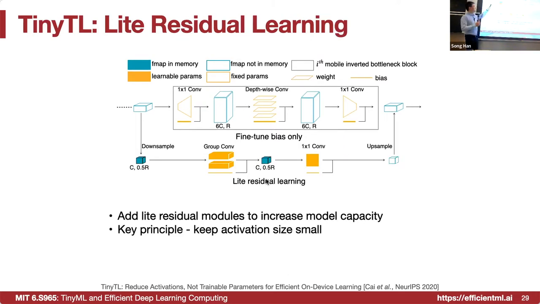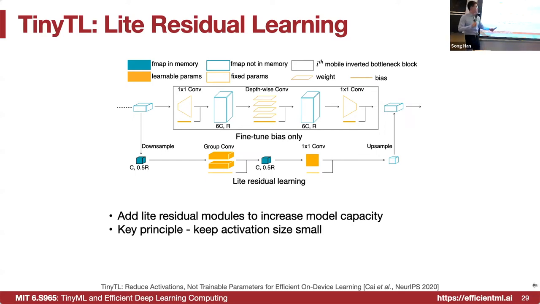We can introduce a light residual branch. Imagine the main branch can learn something, but we are just fine-tuning the bias, so there is limited capacity. So we introduce a very lightweight branch called the light residual branch to learn the new knowledge. The new knowledge is actually incremental, which doesn't require a huge amount of capacity. So here we are just using a lower resolution, which is half the resolution of the main branch, in this light residual learning branch.